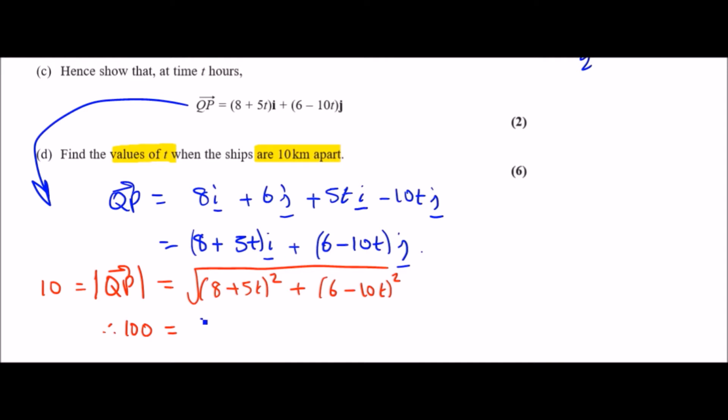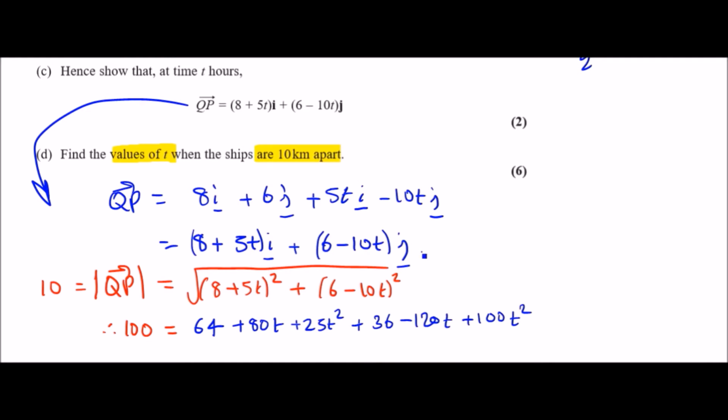So we've got 8 times 8 is 64. 8 times 5 is 40t. Plus another 40t, you get 80t there. And then we get 5t times 5t is 25t squared. And then repeat the same here. You should get 36. 6 times minus 10 is minus 60. And another minus 60 is minus 120t. And then minus 10 squared is plus 100t squared. Alright, not bad so far.